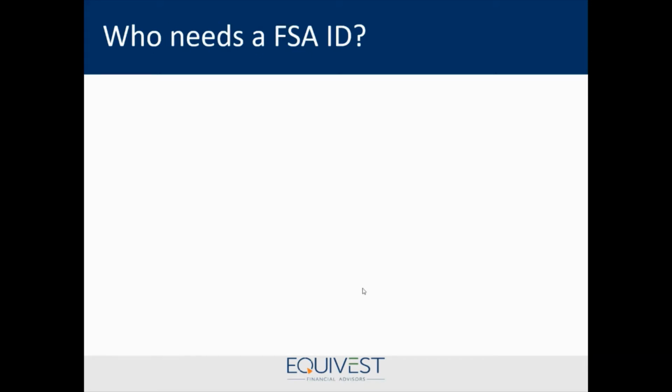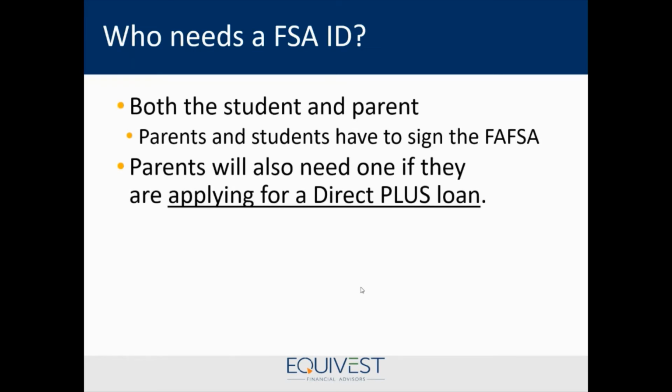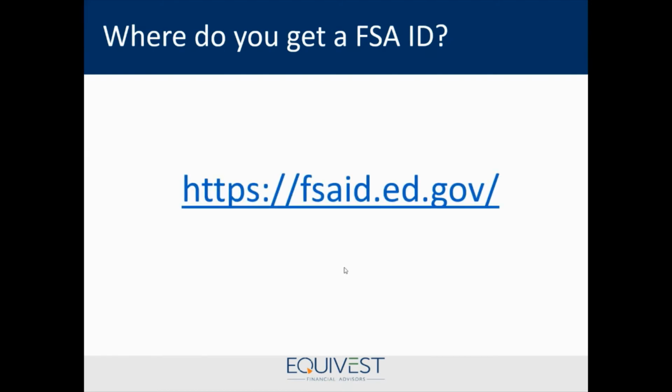So who exactly needs an FSA ID? Both the student and primary custodial parent who will be filling out the FAFSA are required to have an FSA ID because both will ultimately have to sign the FAFSA before submitting it. In addition, parents need this FSA ID if they want to apply for a direct Parent Plus loan. So where can you get your FSA ID? Simply go to fsaid.ed.gov and follow the instructions there to get an FSA ID for both you and your student.